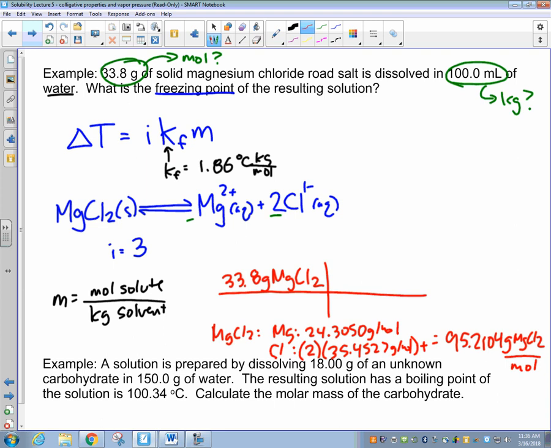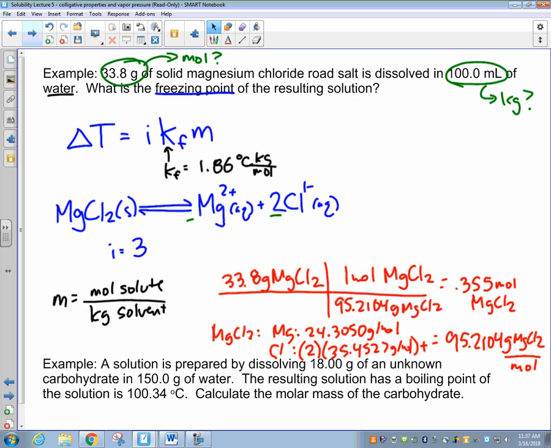You can take that value and plug it into our monorail. From the bottom, there are 95.2104 grams of MgCl2 per 1 mole of MgCl2. Making a division there, that gives me a value of 0.355 moles of MgCl2. So first step, so far so good. We now have our number of moles of magnesium chloride, which we needed in our molality calculation.